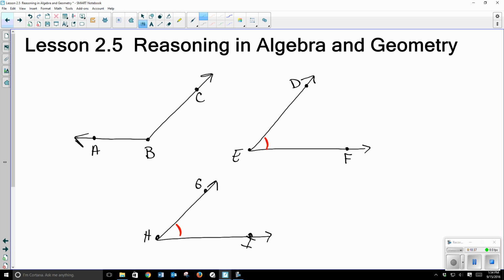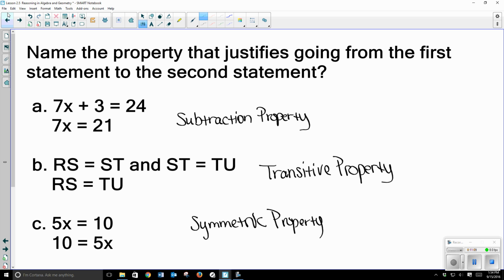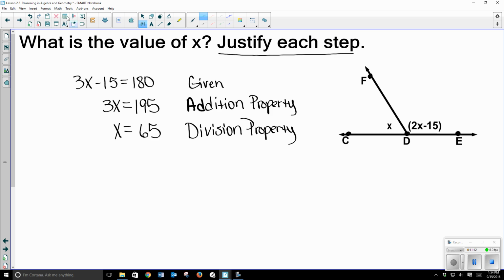All right. So you need to write this down in your notes. Just this part. You don't have to do this part. The lesson 2.5, reasoning in algebra and geometry. Got it? Okay. Gotta go through and erase some stuff.